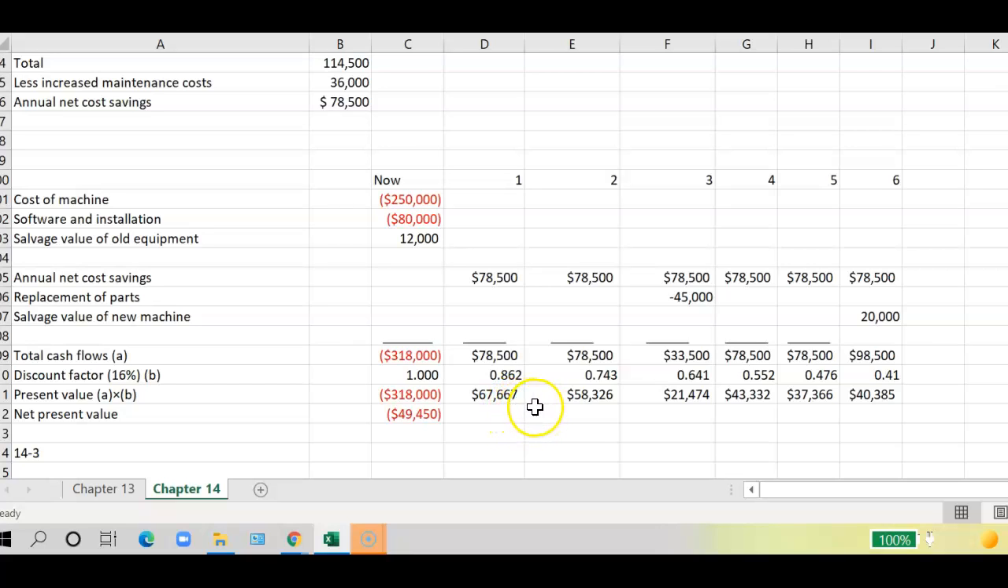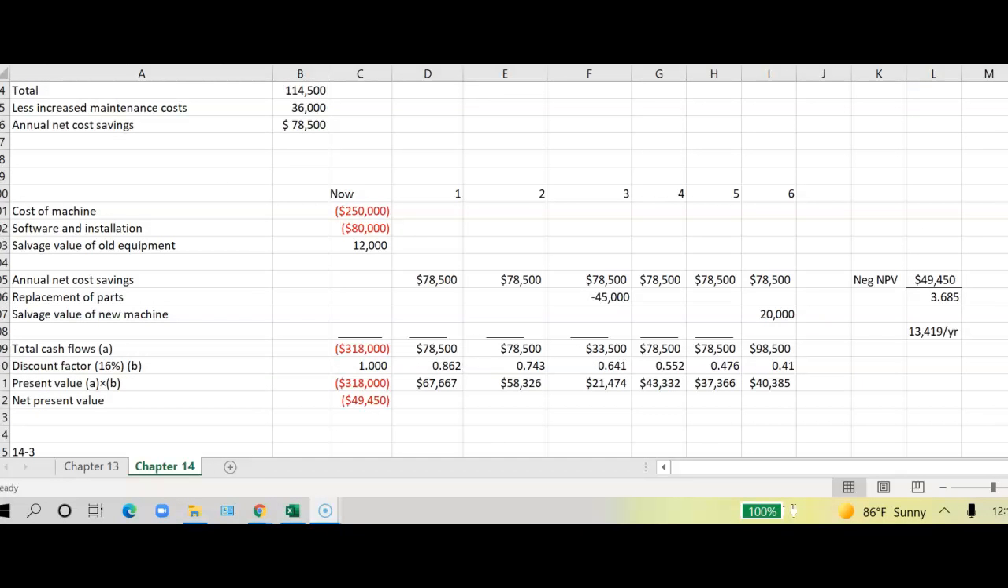Now, if you add the present value of the cash inflows, they would add up to $268,550. And if you compare that to the $318,000, our net present value is a negative $49,450.